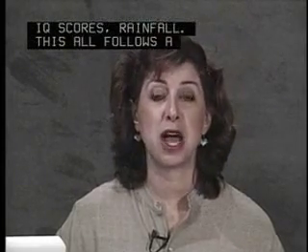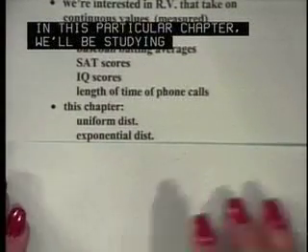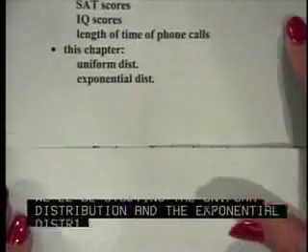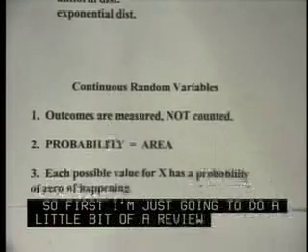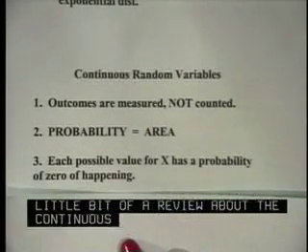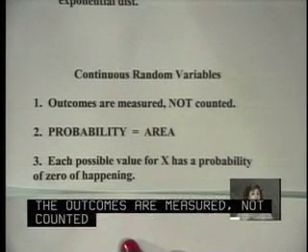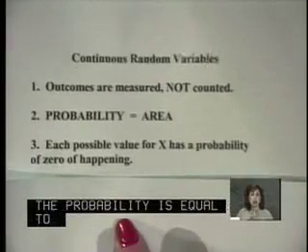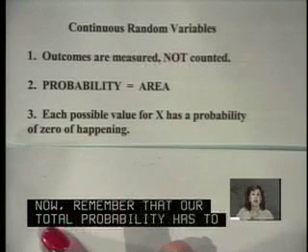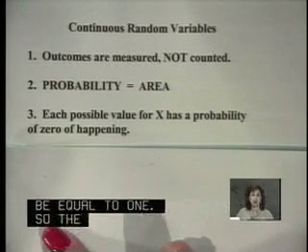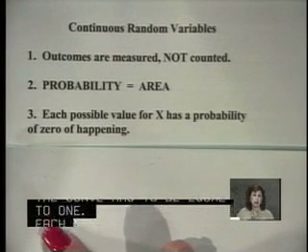In this particular chapter, we're going to be studying the uniform distribution and the exponential distribution. First, I'm just going to do a little bit of a review about the continuous random variables. The outcomes are measured, not counted. The probability is equal to the area under a curve. Remember that our total probability has to be equal to 1, and so the total area under the curve has to be equal to 1. Each actual value has a 0 probability of happening.